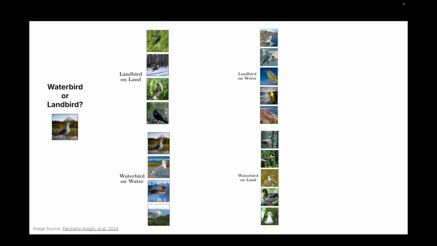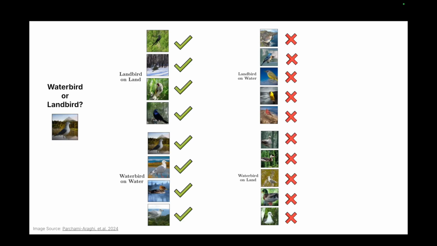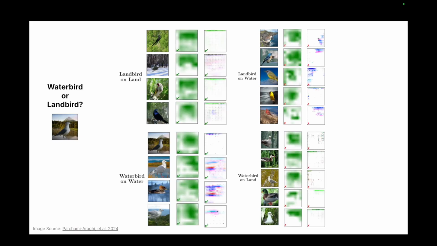And then the data on the right is data that they wanted to test this model on, which includes land birds on water and water birds on land. Note, this does not look like the training data. And you probably see where this is going: all of the data that looked like the training data was accurately classified by the model, and all of the data that did not look like the training data was incorrectly classified by the model. They applied some explainability techniques to show that, in fact, the background of the image is what was being used to determine whether this bird was a water bird or a land bird.